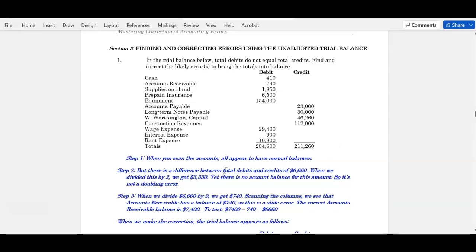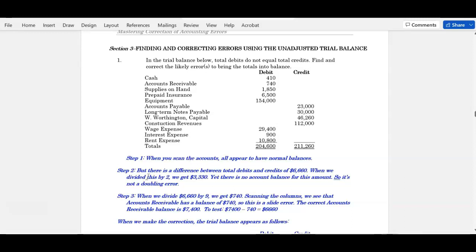So here we go. Step 1, when you scan the accounts, all appear to have normal balances, and let's do that. So cash is debit, yes. Accounts receivable is debit. Supplies debit, prepaid insurance debit, equipment debit. Accounts payable should be credit, yes. Long-term payable, yes. Capital is credit. Revenue is credit. Expense is debit. Interest is debit. Rent expense debit, yes. Everything is good. So step 1, perfectly fine, no problem.